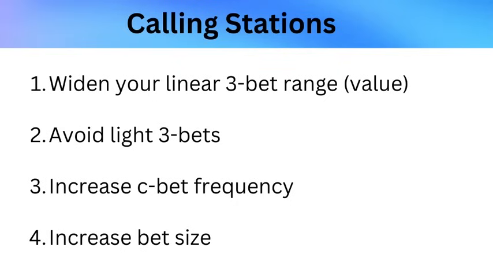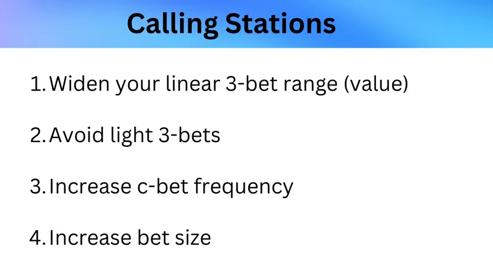Number 2, I wrote avoid light 3-bets. We just talked about that. Number 3, excuse me, increase your c-bet frequency. So say you open and they call. Like I said, they're going to brick the flop a lot because they are calling so wide pre-flop that you are just going to be able to take it down with a lot of c-bets.